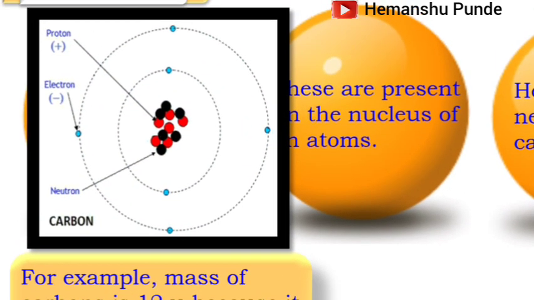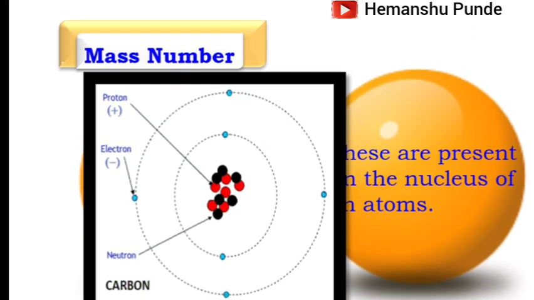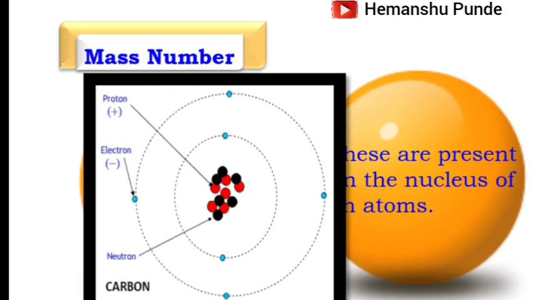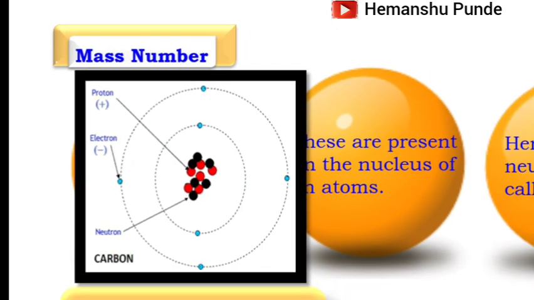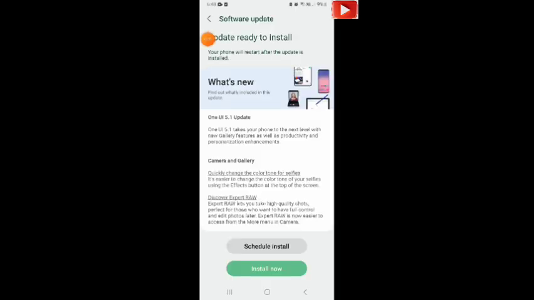Here it is. Red are the protons, black are the neutrons, and electrons are revolving like this. So it is representing carbon. 2 electrons are revolving in the first orbit and 4 electrons are revolving in the second orbit. And how many protons and how many neutrons are there? Yes, 1, 2, 3, 4, 5, 6. 6 protons and 6 neutrons.